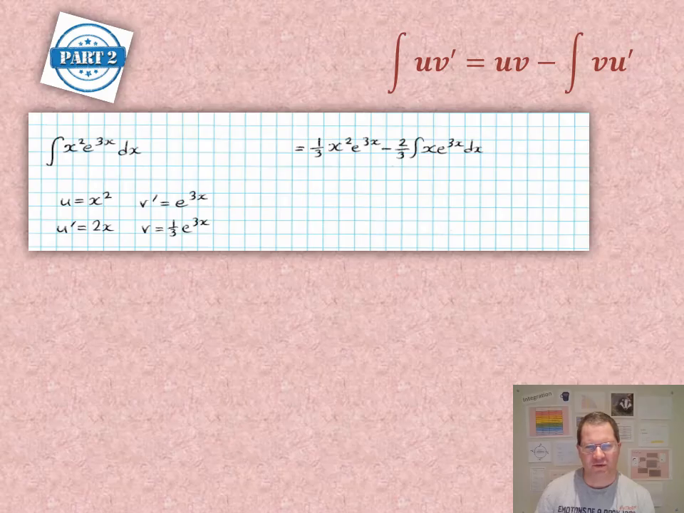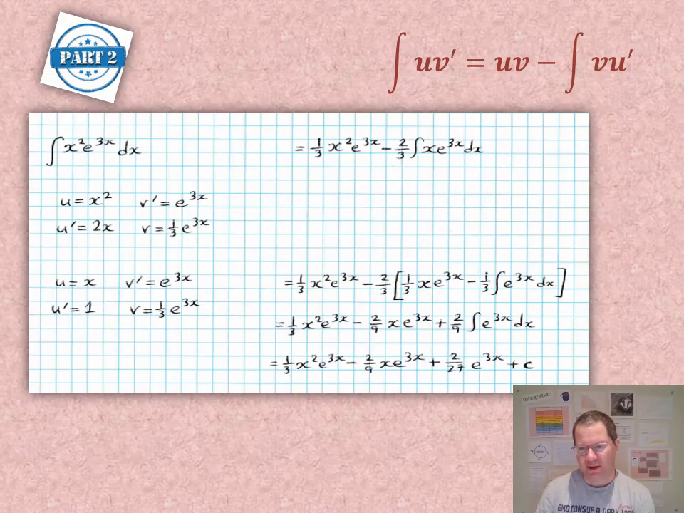V dash equals e to the 3x, and by integration by substitution we get that v is a third of e to the 3x. Again, substituting into the formula, we have uv, which is 1/3 of x squared e to the 3x, minus from the formula, u dash times v is 2x times a third e to the 3x, which is 2/3 x e to the 3x. Again, I can put the 2/3 out the front of the integral as a constant, so I want to integrate x e to the 3x with respect to x.